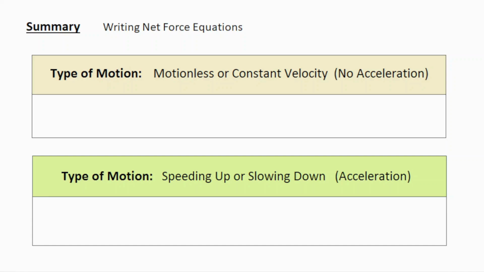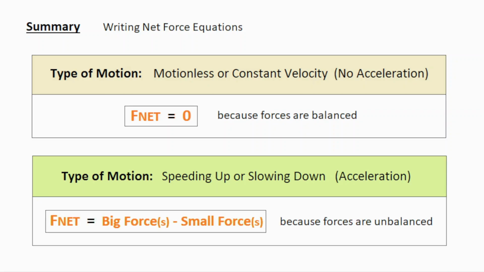Here is a summary of what has been discussed so far as it relates to writing net force equations. The first thing you want to look for is the type of motion that the object has. If it is motionless, or if it moves with a constant velocity, that means it is not accelerating. That means forces acting on the object are balanced, and that means there is no net force. If instead the object is speeding up or slowing down, now it is accelerating, that means forces are unbalanced, and that means you will have to write a net force equation.